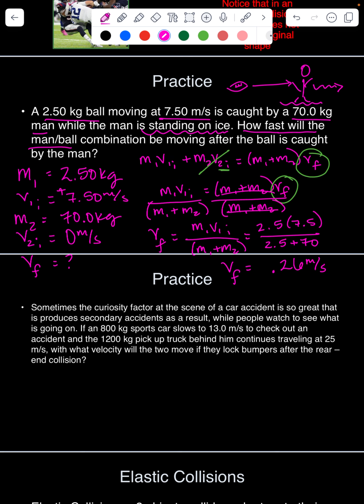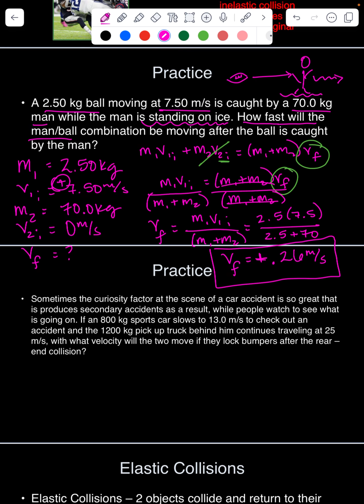Now remember that velocity is a vector quantity, and they are traveling in the direction that the ball was originally going. So we said that the ball was going in the positive direction, so these two will also be going in the positive direction.